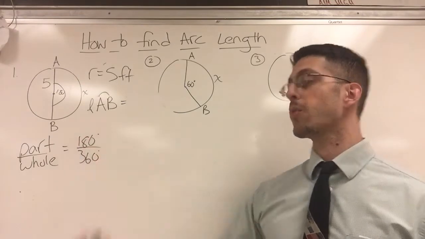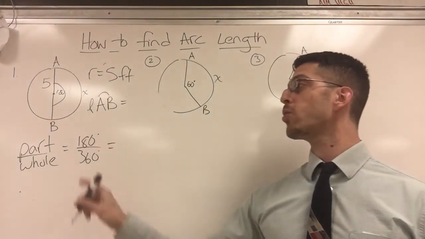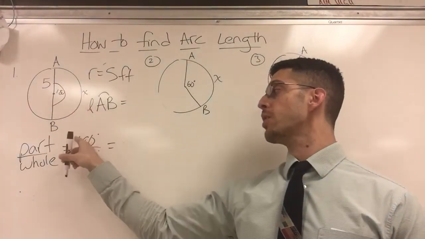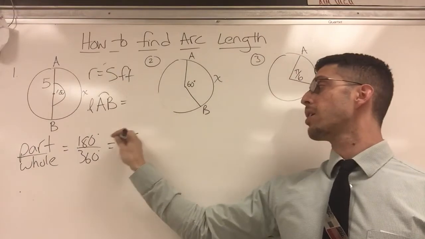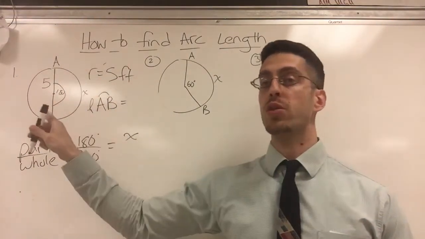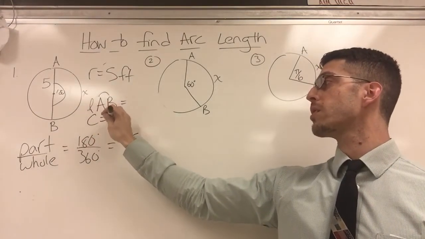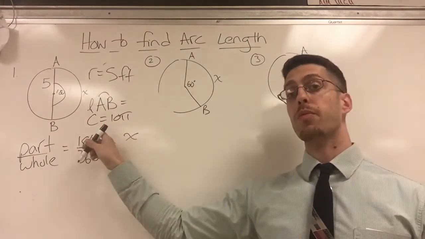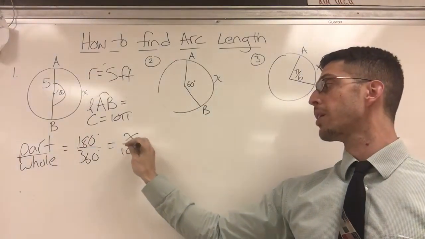This is what I said earlier about angle measure. That's old school, but I'm going to relate it to something new, length. So this part is related to this whole, and the length of the part of the circle is related to the whole circle. What's the whole circle? Well, we just said the circumference was 10 pi because we know the circumference formula. So the whole circle is 10 pi.